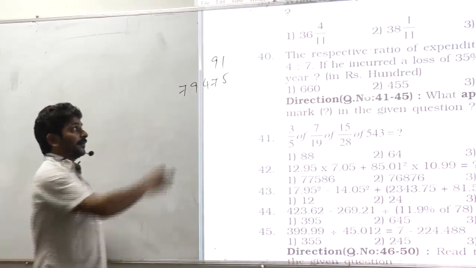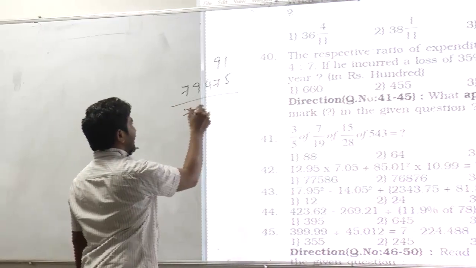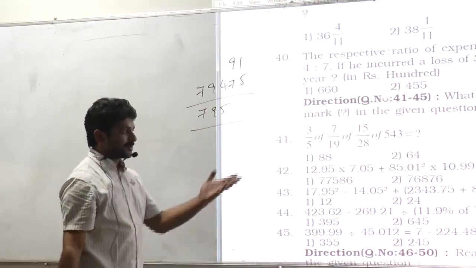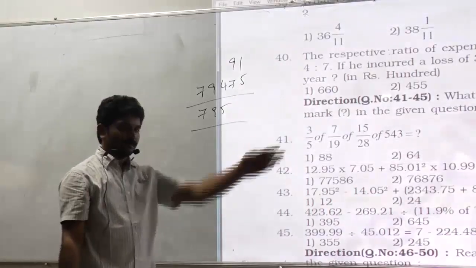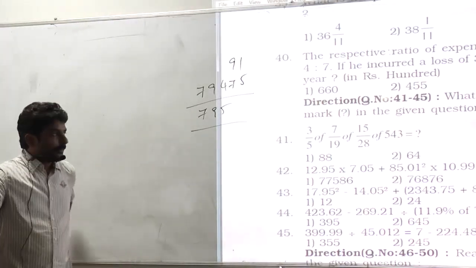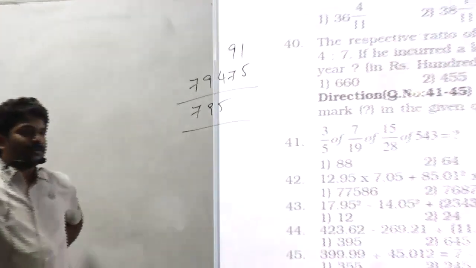Come on. 79,500 something. How many options are there? Only one. Fourth option. Next.